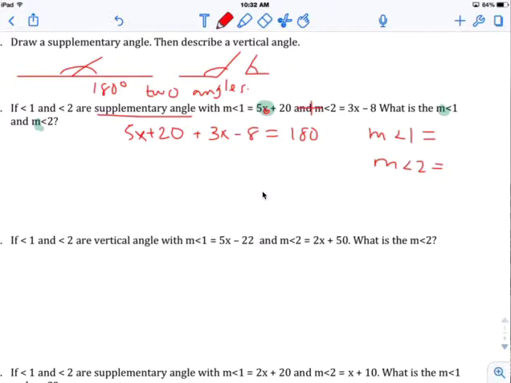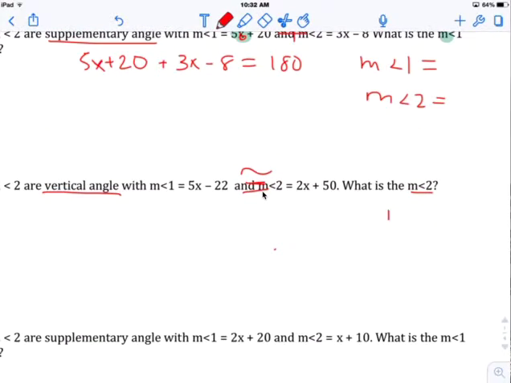Angle 1 and angle 2 are vertical angles, so they are congruent. So you put the congruent sign there. What is the measurement of angle 2? They only want the measurement of angle 2. Find what x is and substitute it in. So 5x minus 22 is congruent to 2x plus 50, right? Solve for x, substitute it in. I'll do this one so you know what I mean by substituting it in.